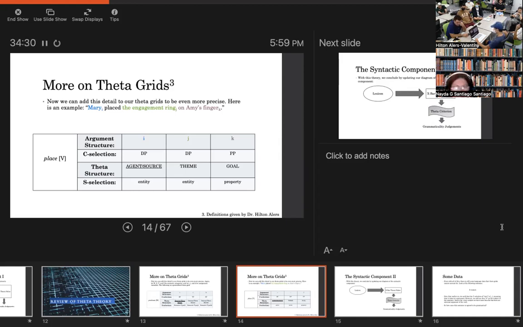What the parser rules are going to look for is that each one of those arguments is syntactically represented. If they're not, so you may have Mary placed.